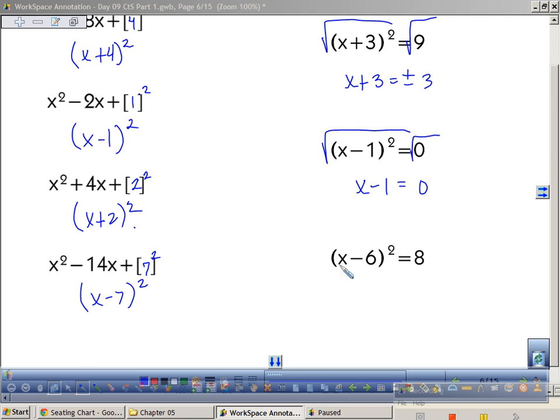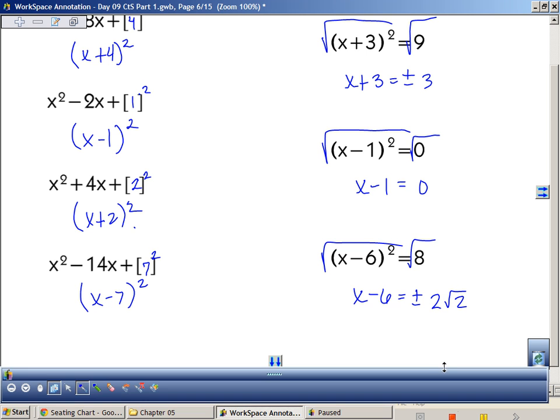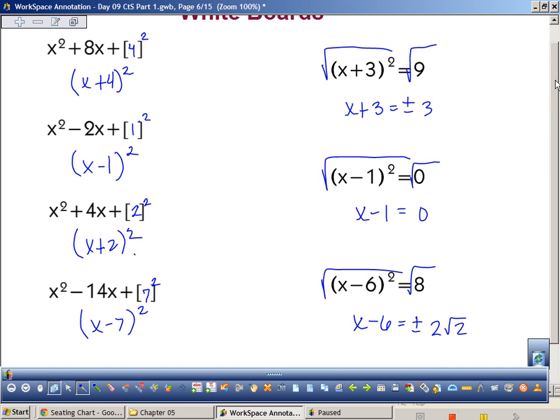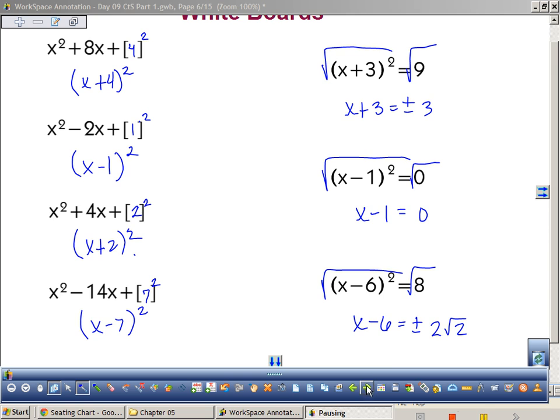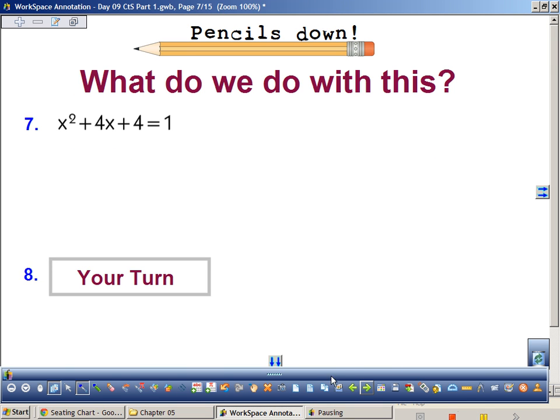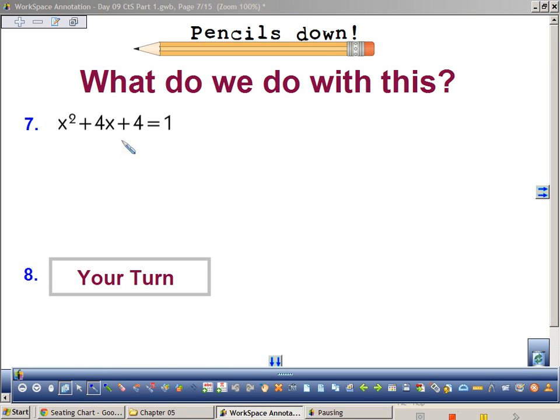And this one? Would be, what is plus or minus 2 root 2? Yeah, okay. Alrighty, make sure you've got some of this. I don't expect you to write all of them down, but enough so you can see a pattern. Let's look at these. What do I do with this?